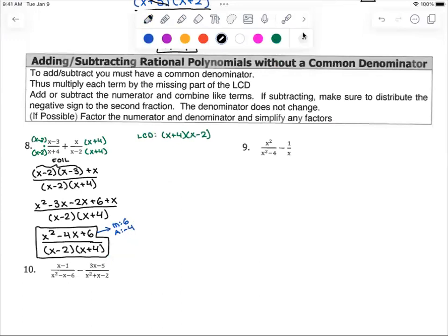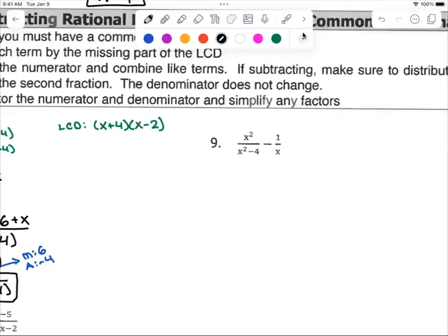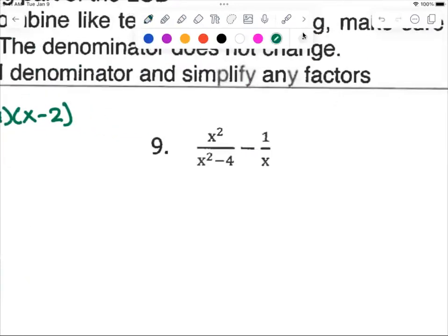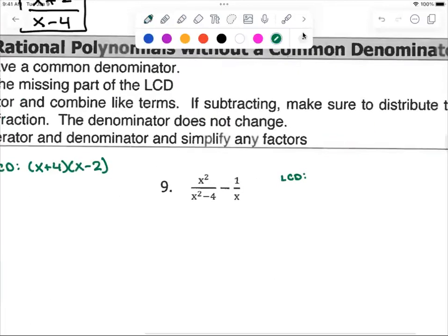All right, let's take a look at number 9. First thing again is we're going to check for the LCD. x squared minus 4. I'm going to factor this. The other one was factored. This one is not. So it's x minus 2 times x plus 2. Makes it easier for me to find the LCD. So this is really the problem, x squared over x minus 2 times x plus 2, minus 1 over x.